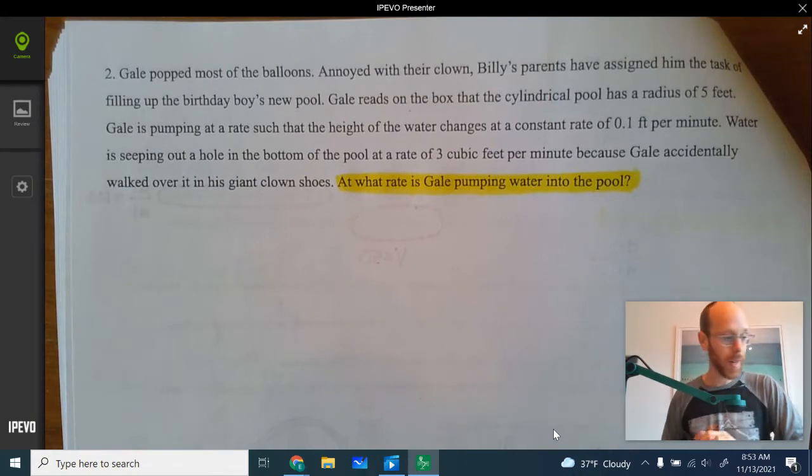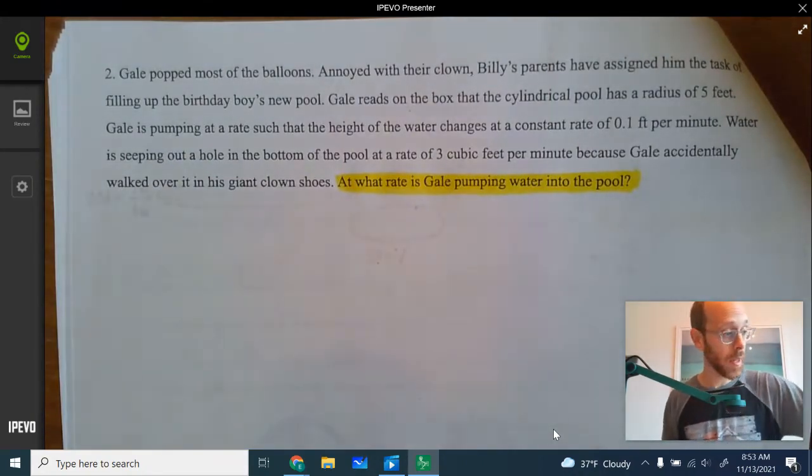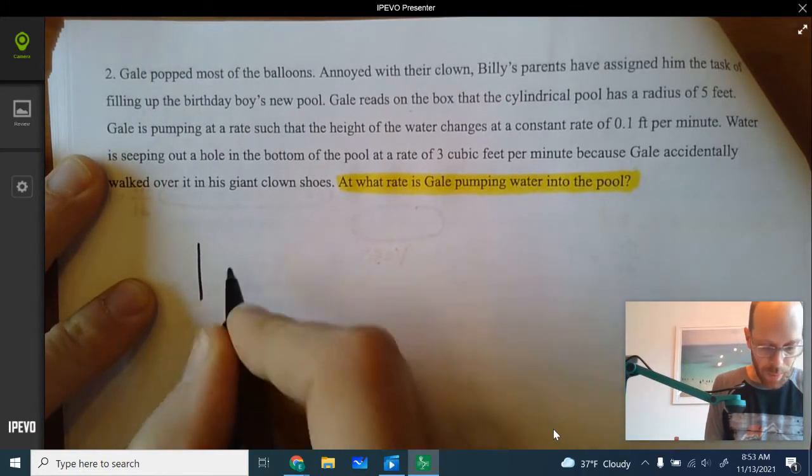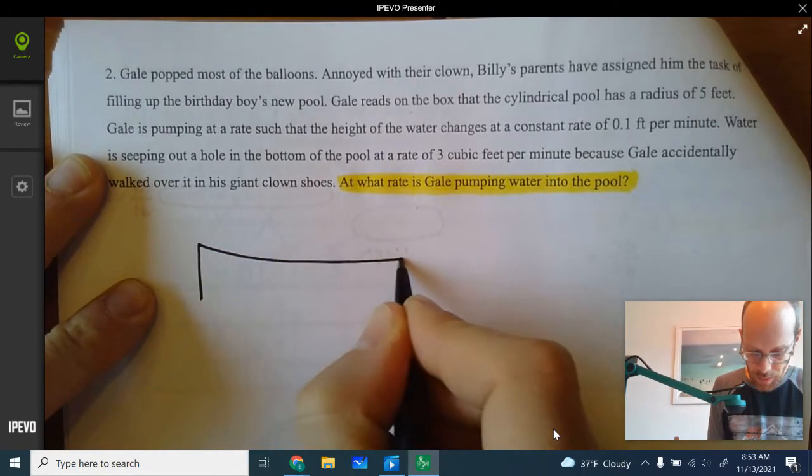Some of these problems are going to benefit from you drawing a picture, and this is definitely one of them. So let's look at our pool. Our pool is a big old cylinder.